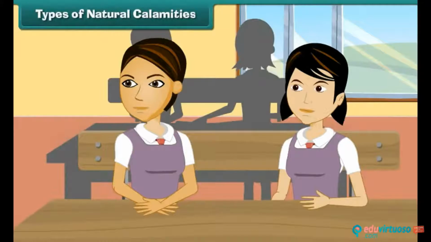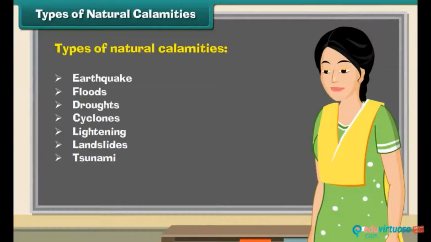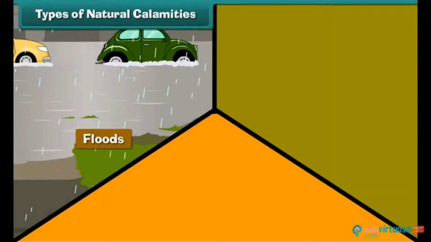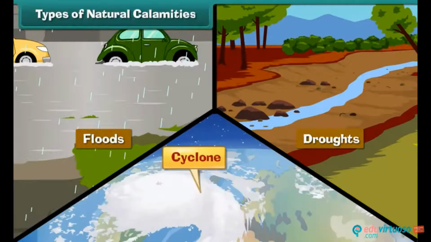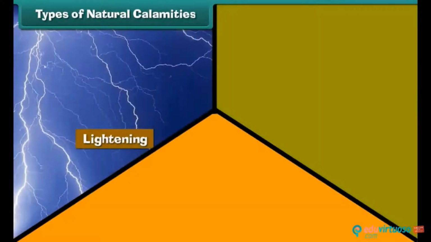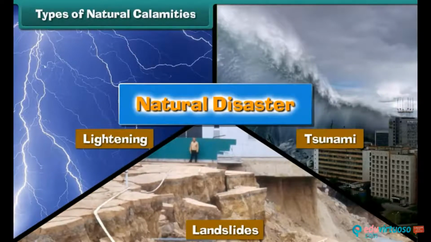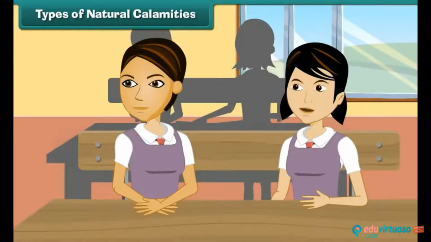Types of natural calamities. Teacher, are there more natural calamities like earthquake? Yes, Rashmi. Many other destructive events take place in nature, such as floods, droughts and cyclones. These are called natural disasters. Lightning, tsunami and landslides are also natural disasters. We are eager to learn more about all these natural disasters.